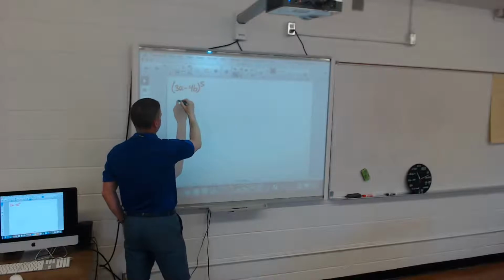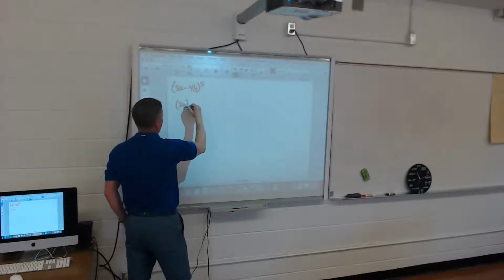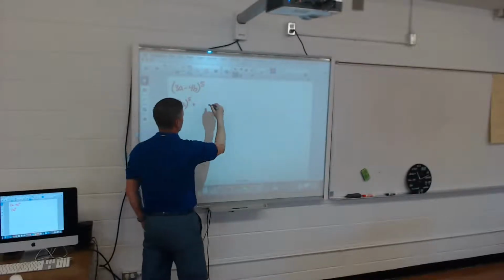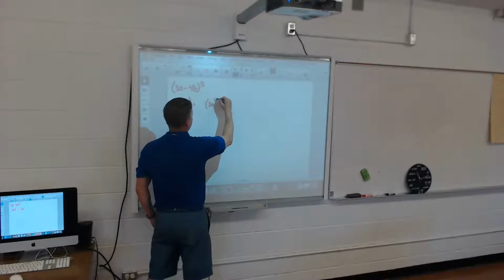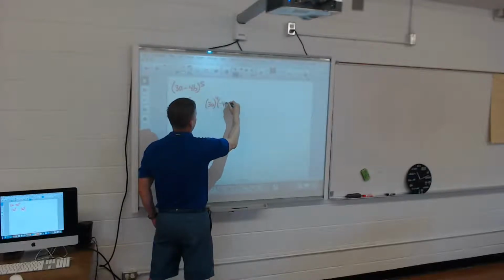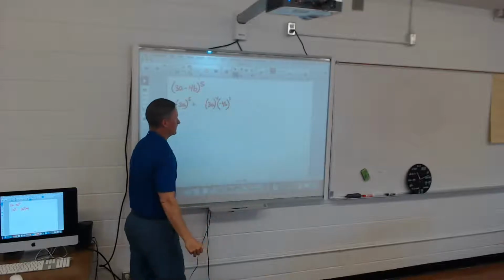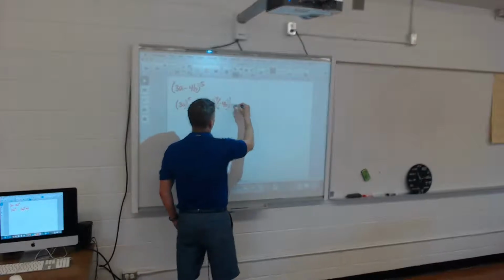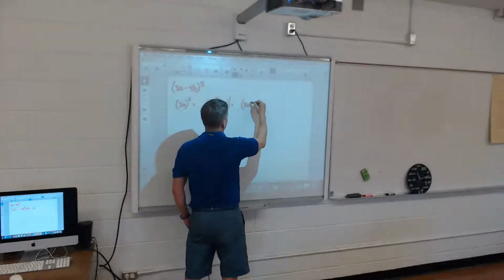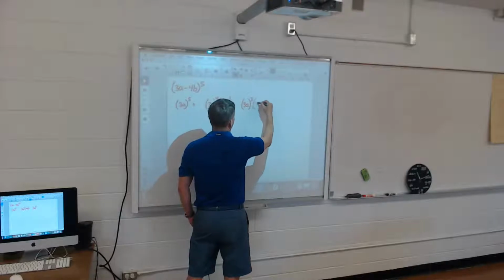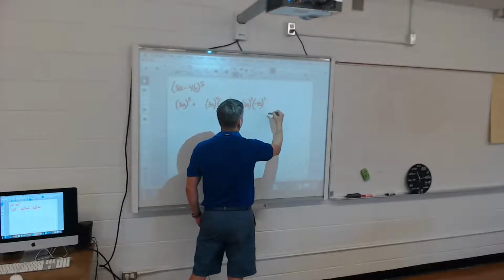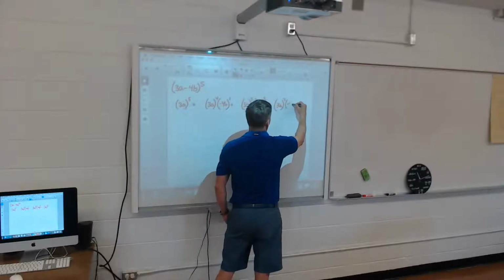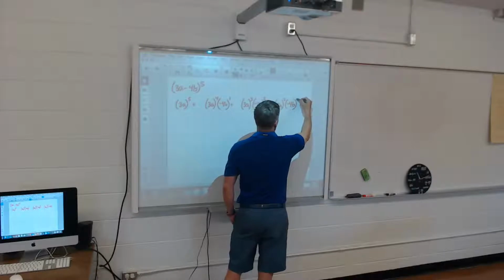So first term being 3a to the fifth, plus 3a to the fourth minus 4b to the 1. Again, remember those exponents have to add up to give you that term. Plus 3a to the third minus 4b squared. Plus 3a squared minus 4b cubed.